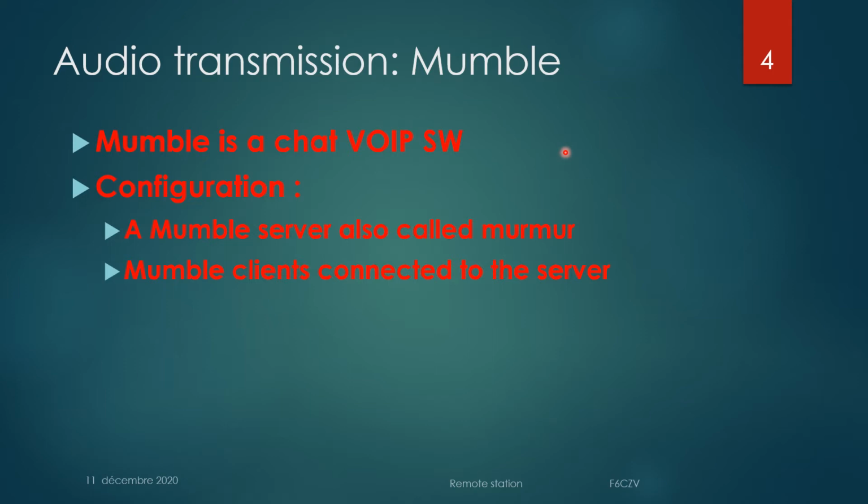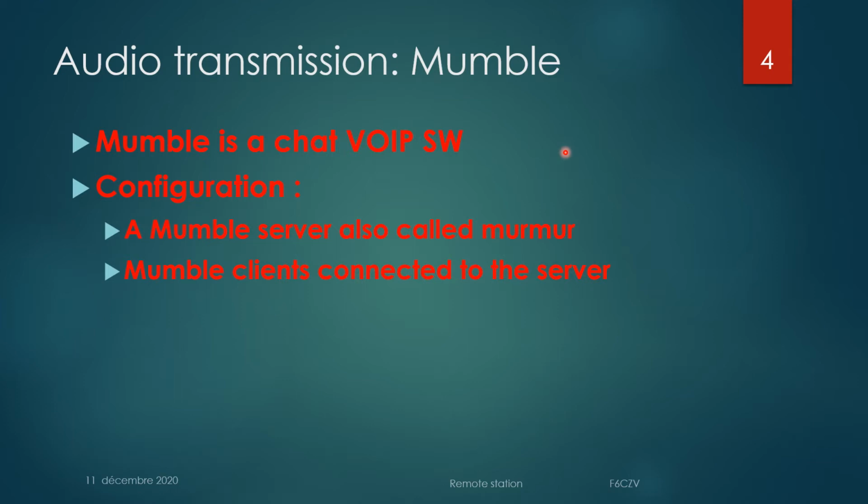The audio transmission is the main problem of a remote station due to the latency problem. I tested some solutions with VLC and some native Linux products, but the latency was about 1 second, 1 second and a half, which is unacceptable. Finally, I found Mumble, which is a chat VoIP software, which is used by players of video games and has a very low latency in the order of 50 to 100 milliseconds.